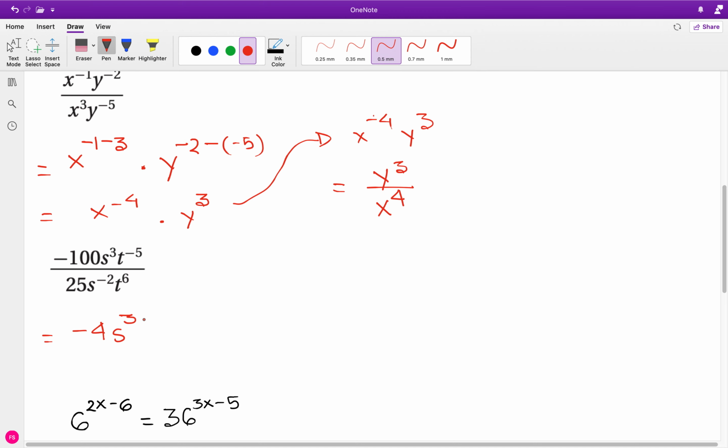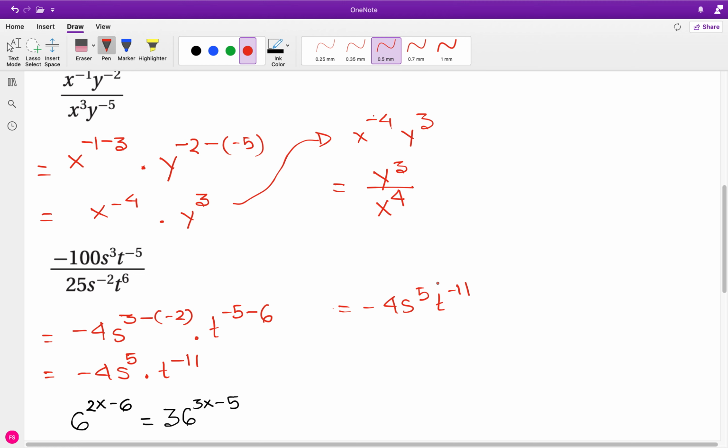I'm going to have 3 minus 2 times t to the power of negative 5, negative 6. This will give me negative 4, then s to the power of 3 minus and minus becomes positive. So 3 plus 2 will give me 5, times t to the power of minus 6 minus 5. It just means you need to add up 6 and 5. That will give me 11. So I have negative 4s to the power of 5, t to the power of negative 11.